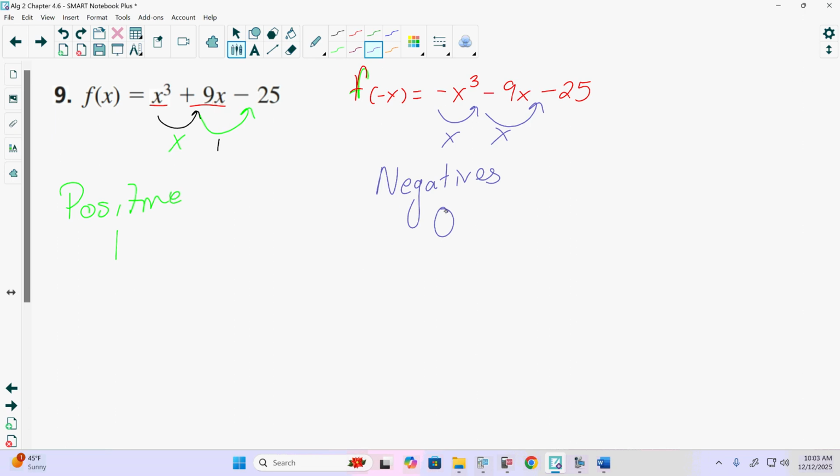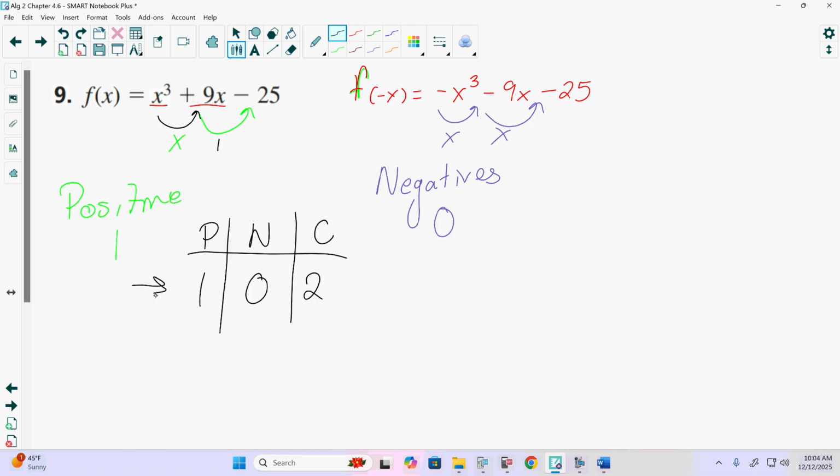Negative, negative, negative. So setting this table up is actually kind of nice. Well, the most number of positives I can have is 1. The most number of negatives we can have is 0. So what's our total right now for positive and negatives? 1. How many solutions should we have? 3, because the degree is 3, yes? So how many complex solutions should we have for this? 2, because this total, as we add these across, should equal the degree, should equal the total number of solutions, which is 3.